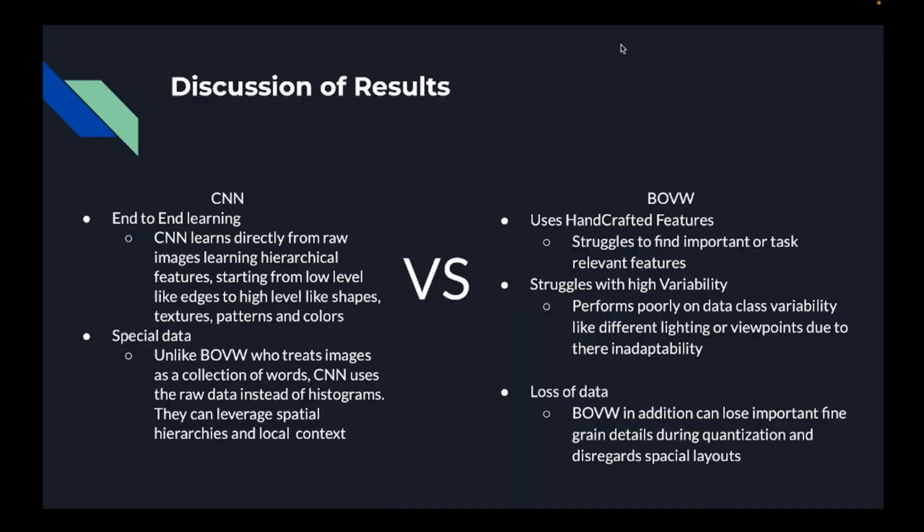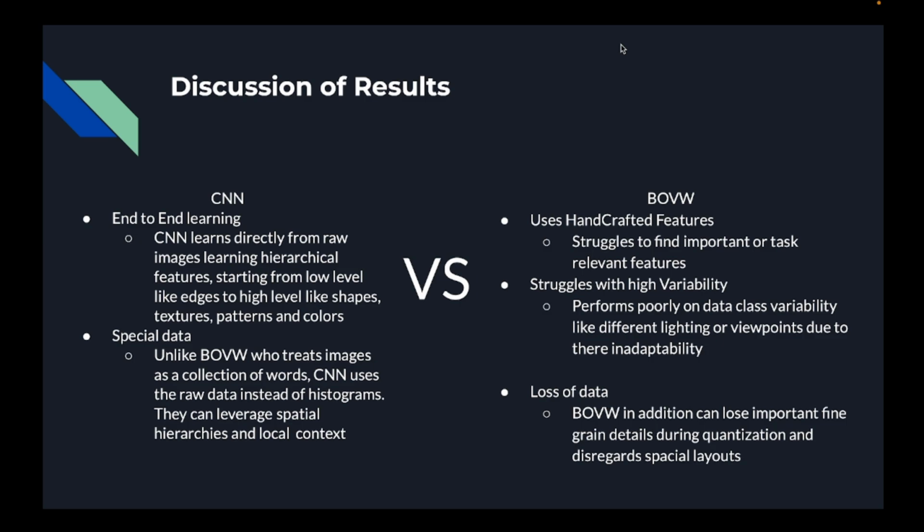Discussion of results. CNN versus bag of visual words. CNN can learn directly from raw images, learning hierarchical features starting from low level, like edges, to high level, like shapes, textures, patterns, and colors. Spatial data. Unlike bag of visual words, which treats images as a collection of words, CNN uses the raw data instead of histograms. They can leverage spatial hierarchies and local contexts.